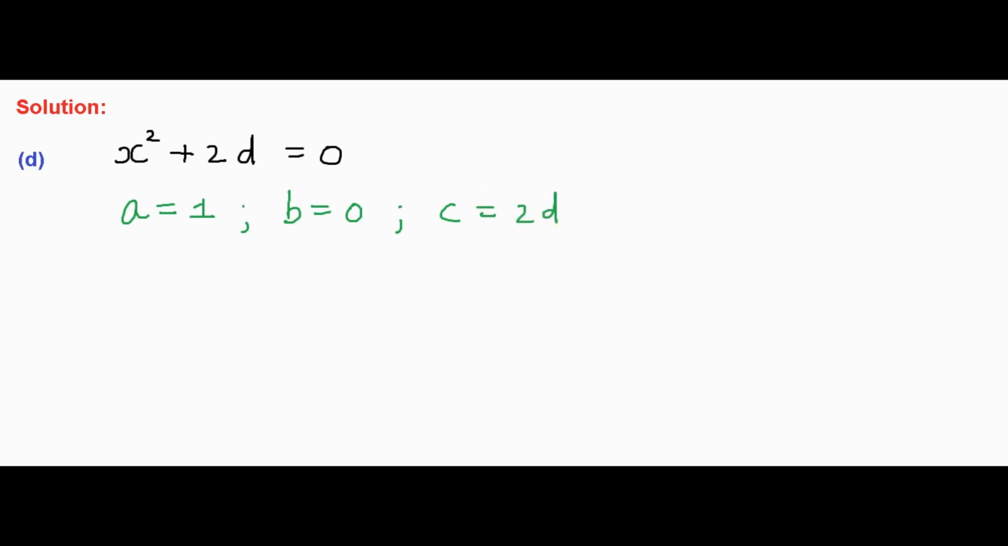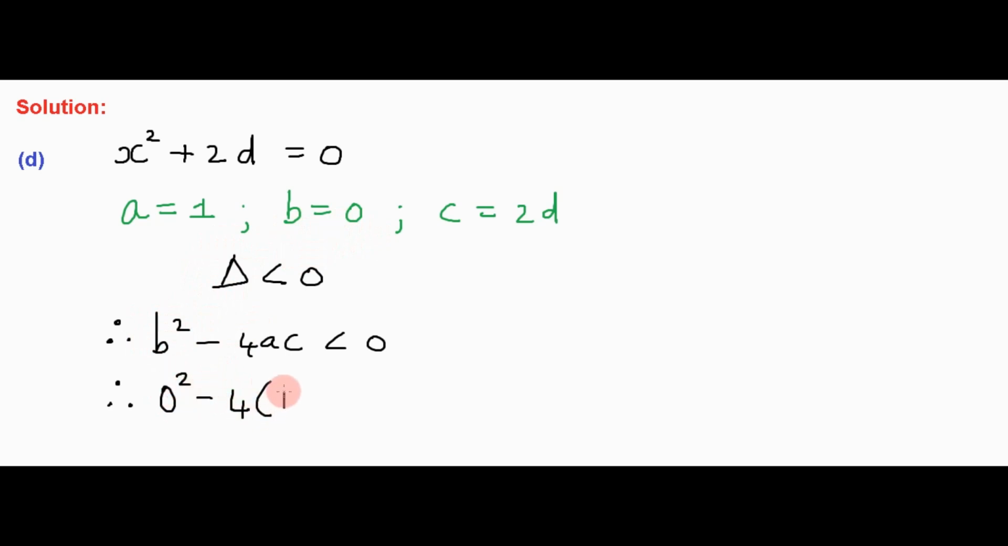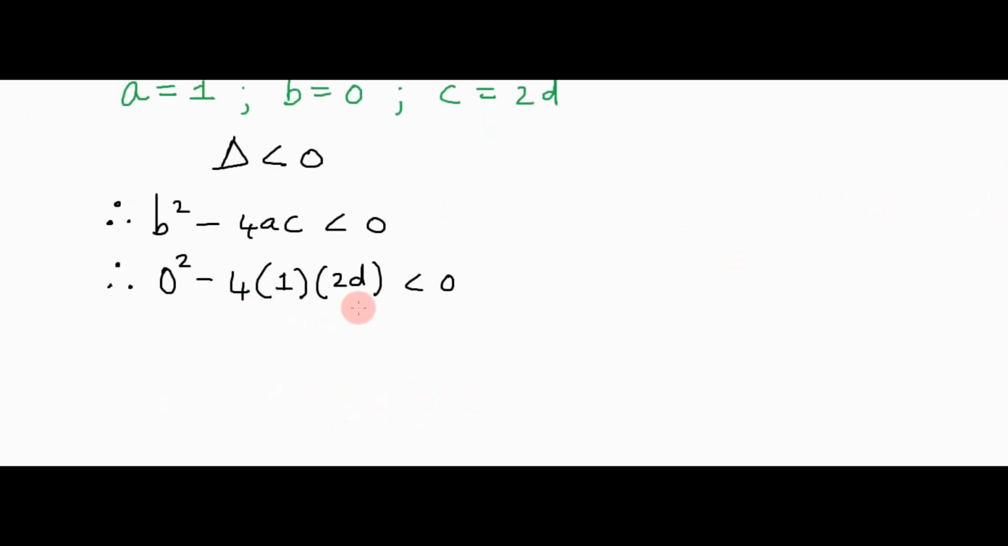We know that the roots must be non-real, so delta will have to be less than 0. In other words, b squared minus 4ac must be less than 0. We can plug in the values of a, b, and c. So b squared will be 0 squared, a is 1, and c is 2d. Now we simply solve for d in this inequality.